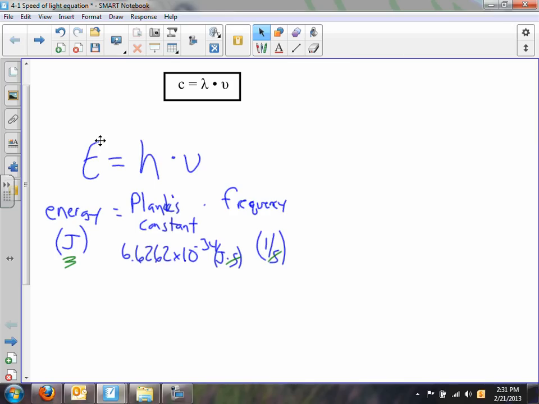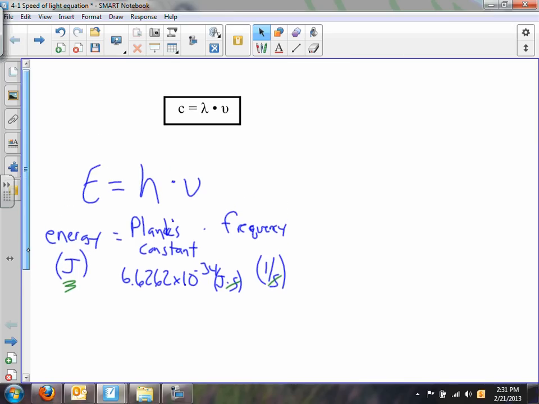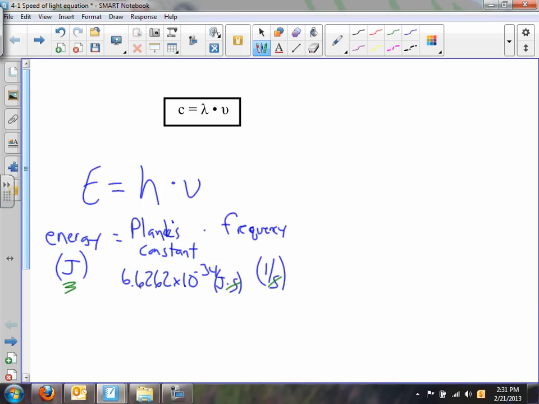So how do we do examples of this type of problem? Well, if I know the frequency, let's pretend the frequency happens to be 8.2 times 10 to the 15th hertz. How much energy is associated with a packet of light at that frequency? Well, this is very easy to do.